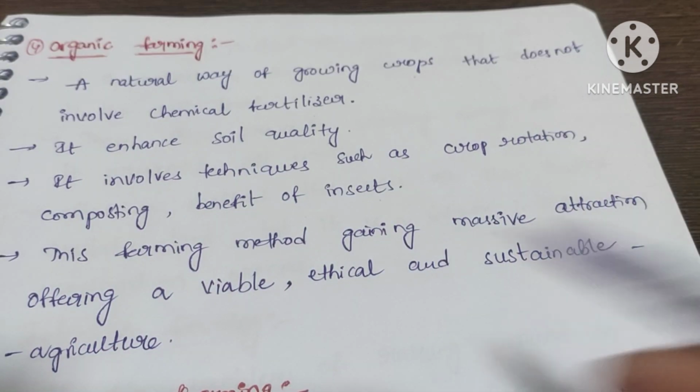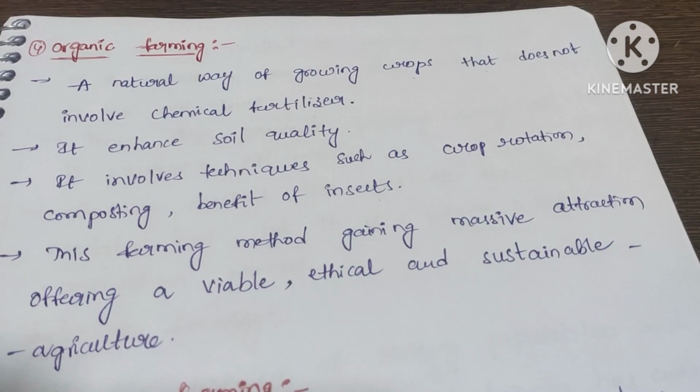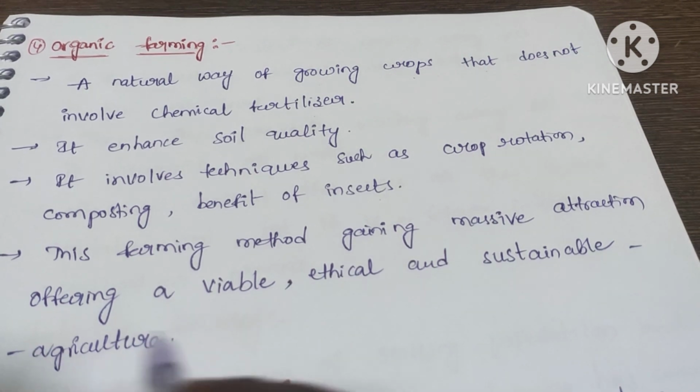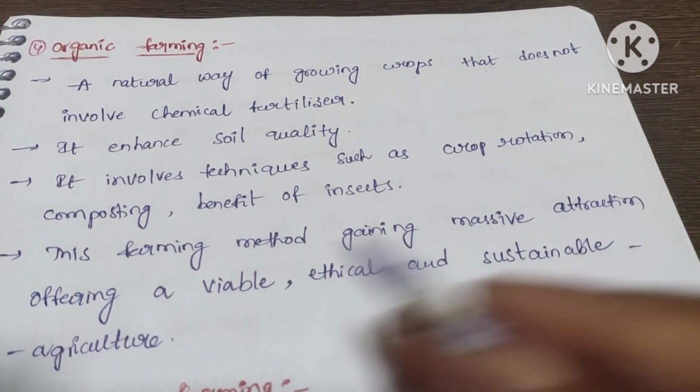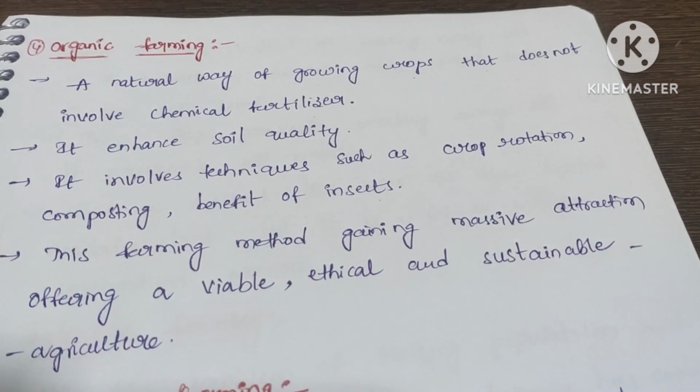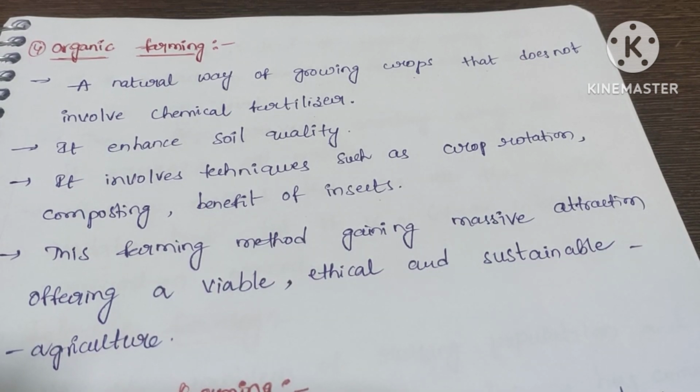Nowadays, this farming method is gaining massive attraction, as without use of chemical fertilizers, we are getting crops. So this farming method is gaining massive attraction, offering a viable, ethical and sustainable agriculture. This is about organic farming.